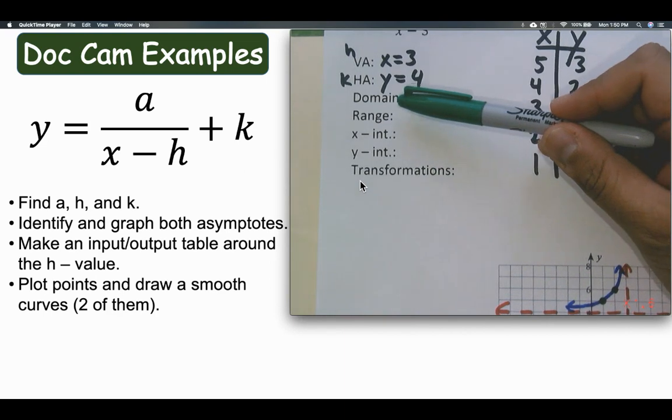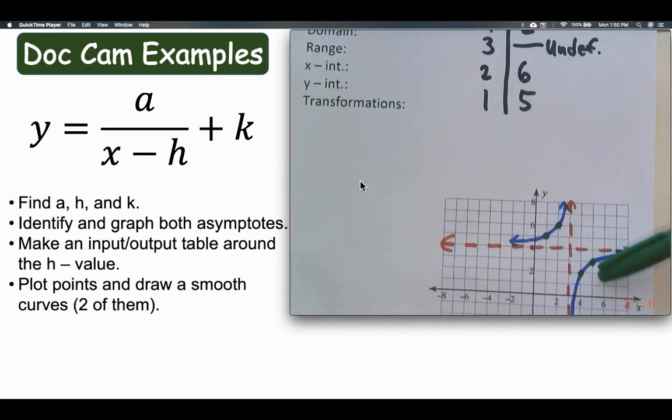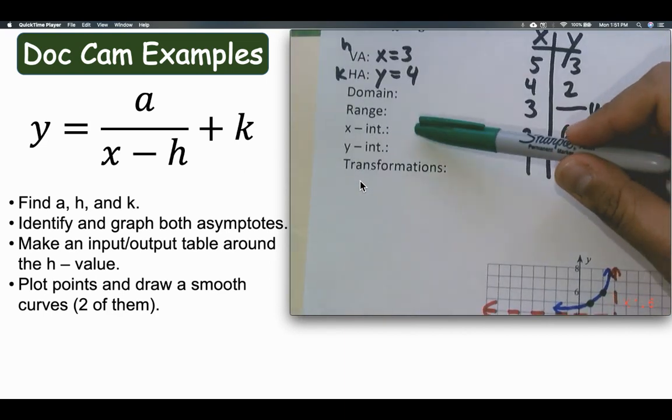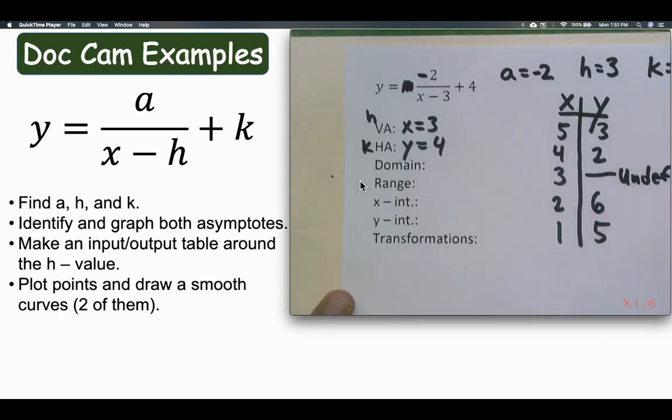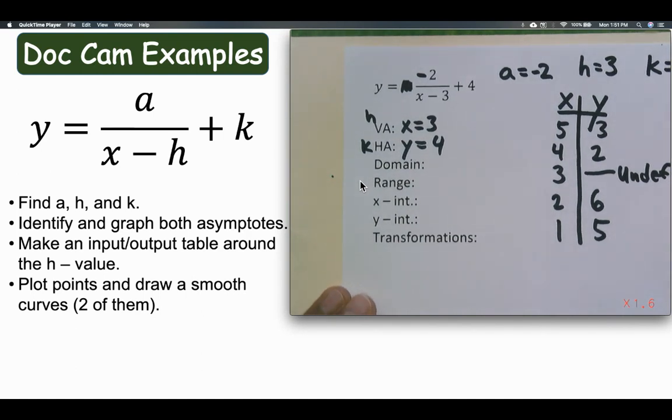But since the problem is asking for other information, now we have to analyze our graph and get this other information out. So let's go ahead and do that. We got our domain. There are different formats that you can write this.